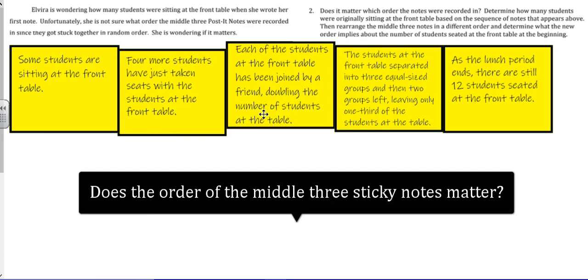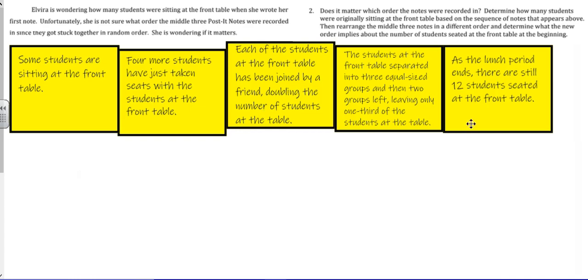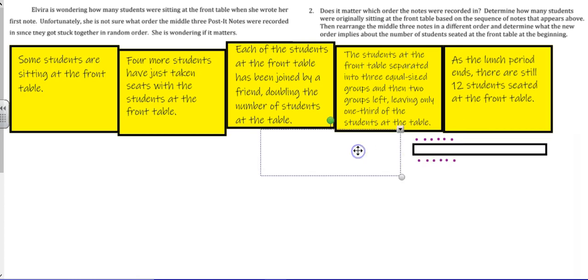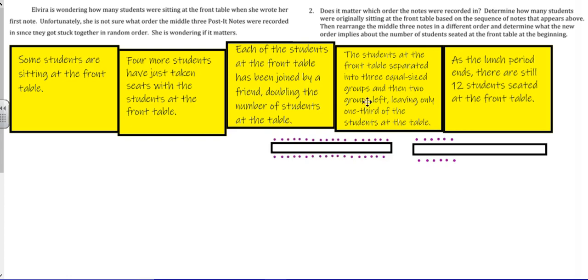So let's do this problem the same way we did the last one. Let's start with a diagram, and then we'll set up our equation. Again, as the lunch period ends, there are 12 students seated at the front table. Before that, they had split into 3 equal groups, so we have a total of 36 still right here. Let me record how many that we have. There were 12 here and 36 here.